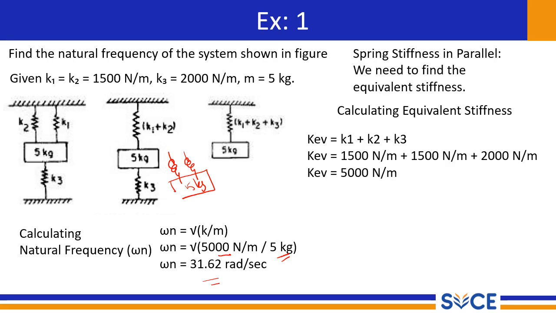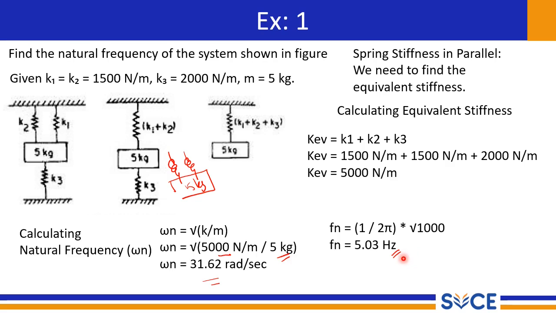Similarly, we can extend this so we can calculate the natural frequency in hertz. The formula for that is omega n divided by 2 pi. If we divide it by 2 pi, then we get 5.03 hertz. So the natural frequency of this given system is approximately 31.62 radians per second. Otherwise, it can be 5.03 in terms of hertz.